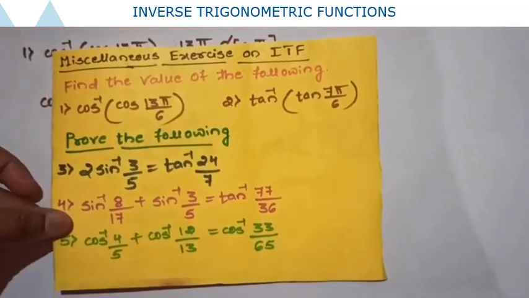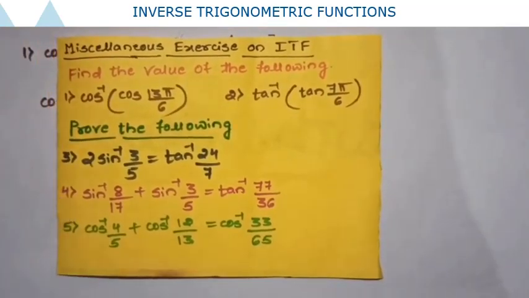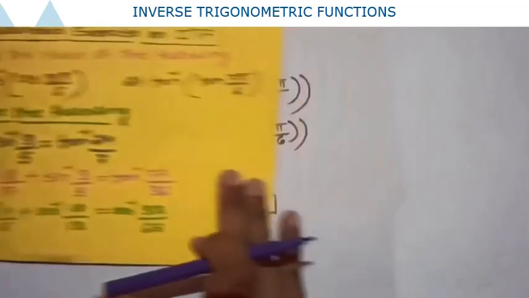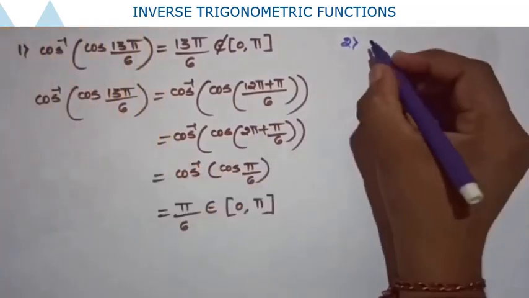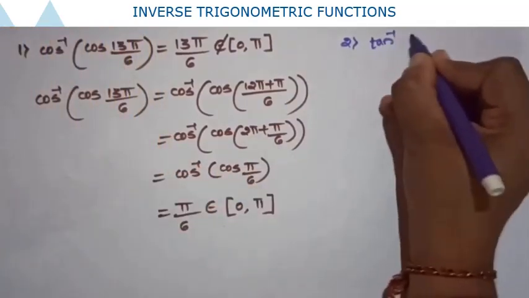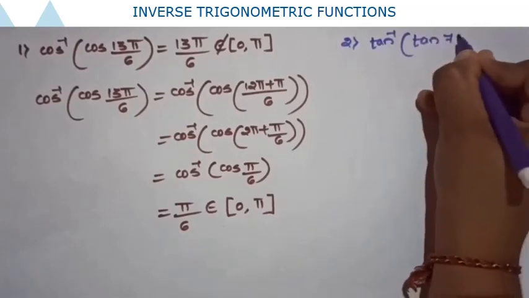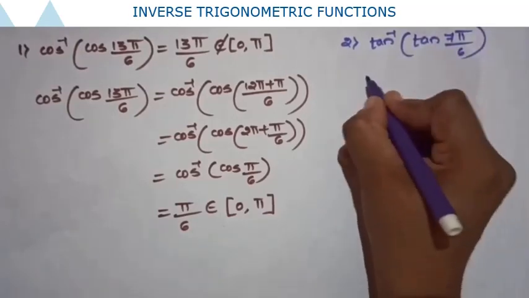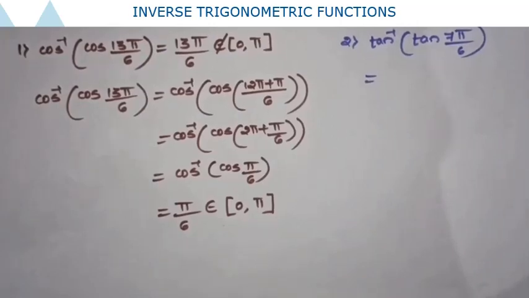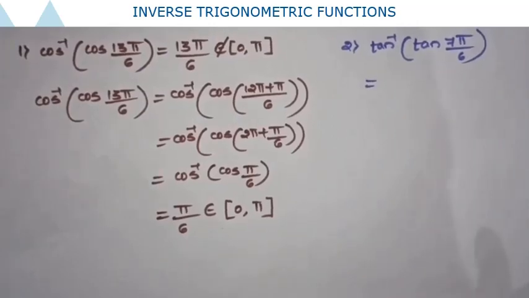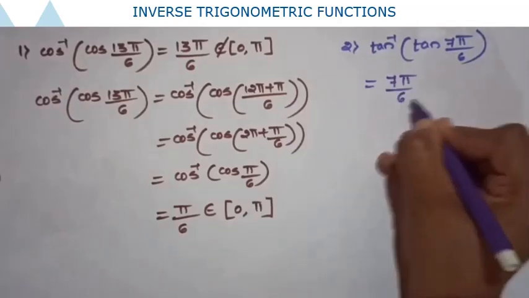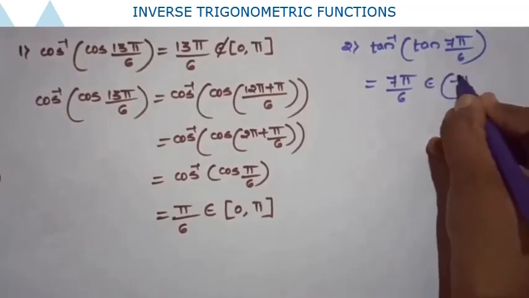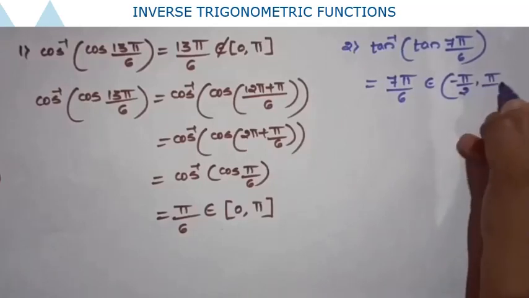Let me consider now the second example. Find the value of tan inverse of tan 7 pi by 6. How to find this value? Tan inverse of tan 7 pi by 6. You know already from property number 1 that tan inverse of tan x is x only. So if tan inverse of tan x is x, this x should belong to the open interval minus pi by 2 to plus pi by 2.